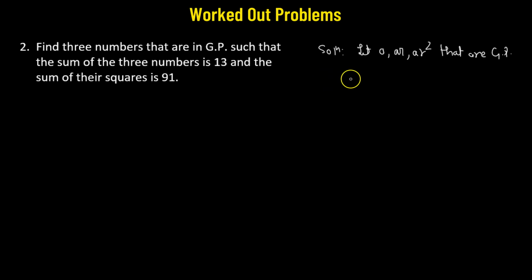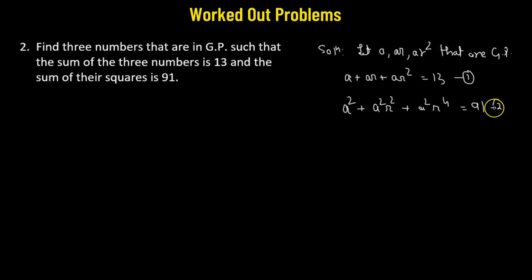Now it's given here that the sum a plus ar plus ar squared, the sum of the three terms, is 13. This is equation number 1, and the sum of the squares is 91. That means a squared plus a squared r squared plus a squared r raised to the power of 4. So the sum is equal to 91. This is equation number 2. Now we are going to solve these two equations to obtain first the value of a followed by the common ratio, which is going to help us obtain the value of the three terms.